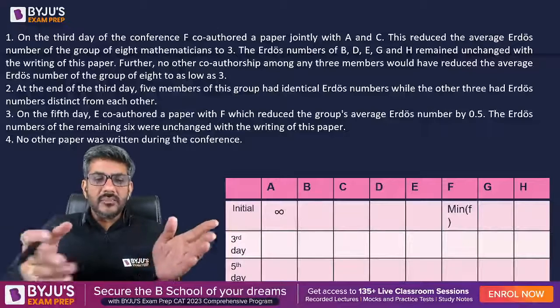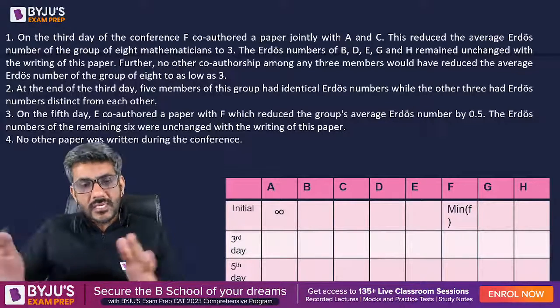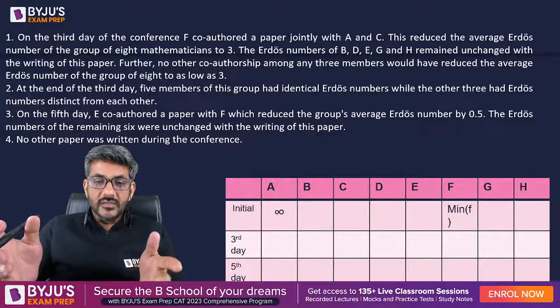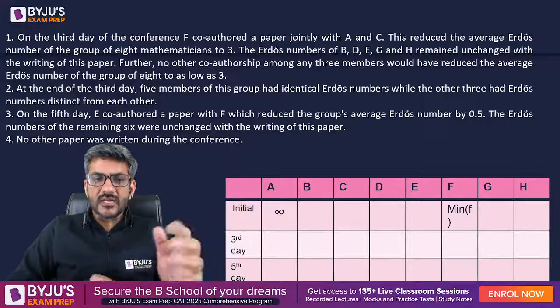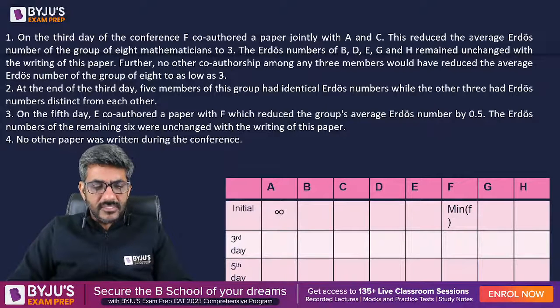There was some ERDOS number at the end of the third day. There was some ERDOS number at the end of the fifth day. That I have to figure out from here using the data which is given to us. जो हमें बता रखा है उसके basis पे we have to fill up these things.